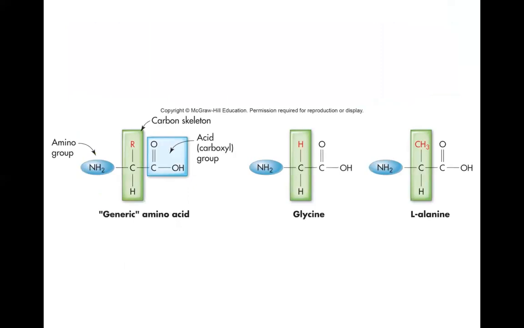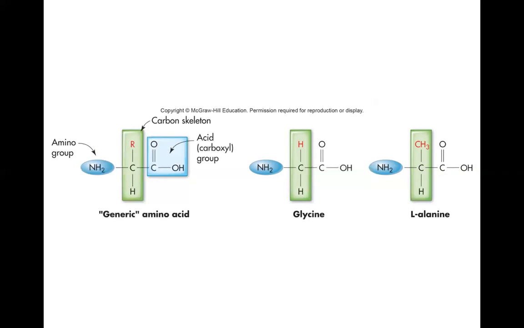So this is a picture of a generic amino acid. And what you see is you have the amino group, the NH2, you have the acid or carboxyl group, COOH, and then you have a hydrogen coming off of the carbon and an R group. That R group can be many different things, and depending on what that R group is, determines which amino acid the chemical structure matches. So in the simplest amino acid, which is glycine, that R group is just a hydrogen.